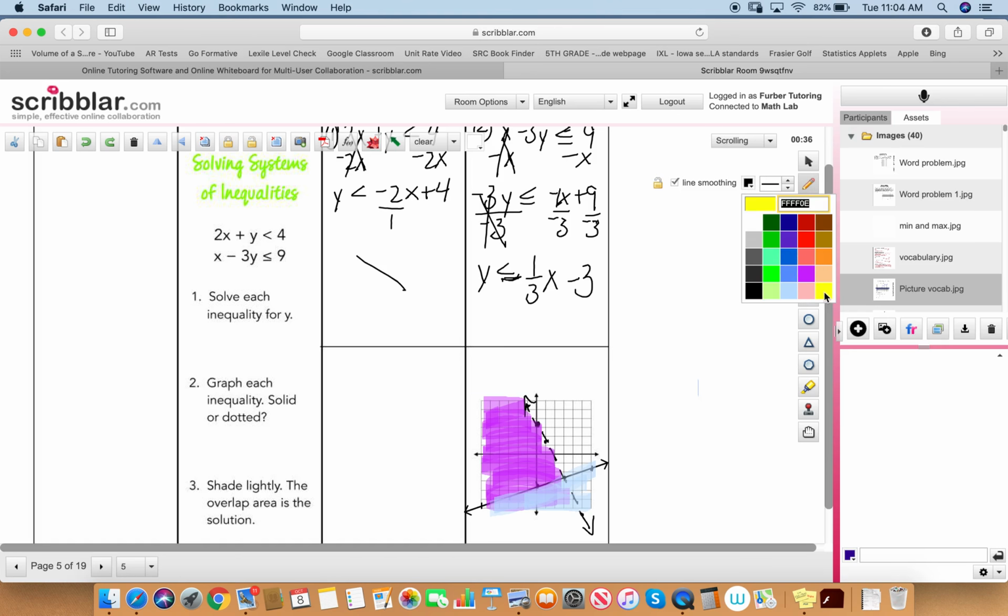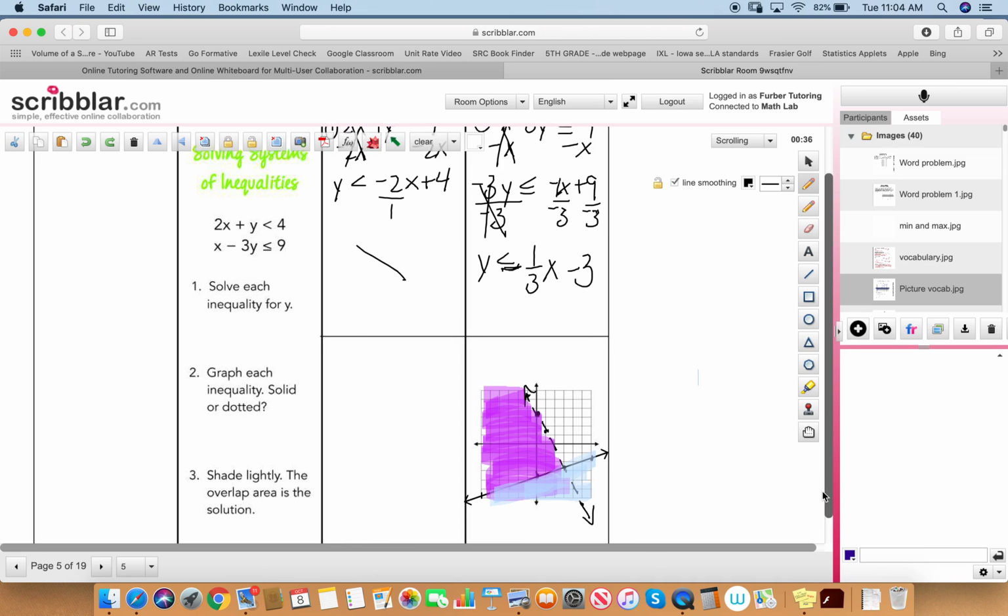So you should be able to tell that it is this region right here that has the shading from both inequalities. So any points that fall in that region are the ones that are going to satisfy both inequalities at the same time. So we shade lightly and the overlapping area is the solution. You can use two different color pencils for your shading, or you can just shade really lightly with your regular pencil, and then when you find the overlapping region, just darken that region only. And that will help me when you turn in your homework.